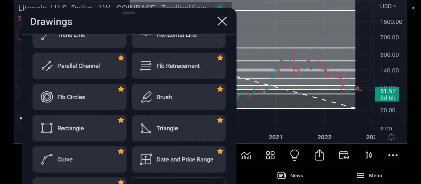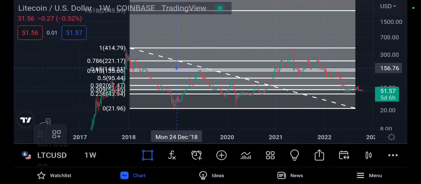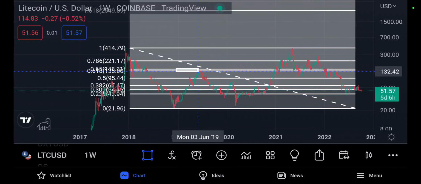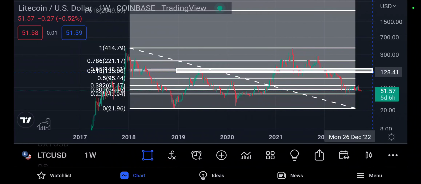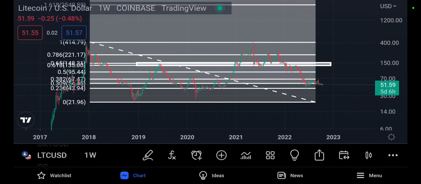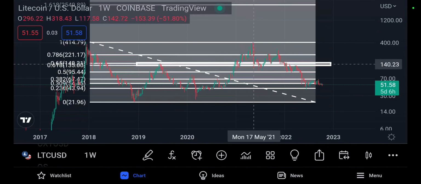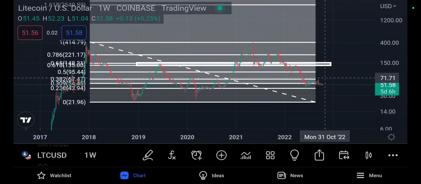As you see right here, this was our first touch back in 2019. And then our second touch was over here back in 2021. And pretty much we're just going to drag this out because that's been acting as resistance. Every time we hit that level, we don't stay above it for a long sustained period of time. We typically roll back over.